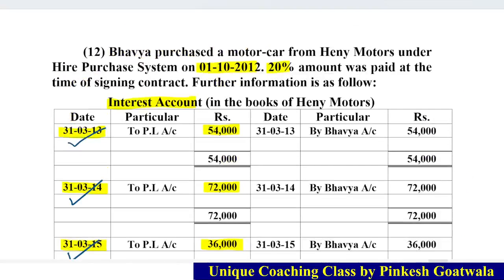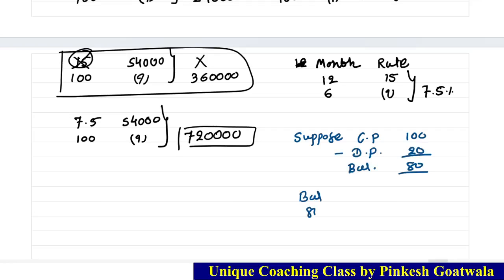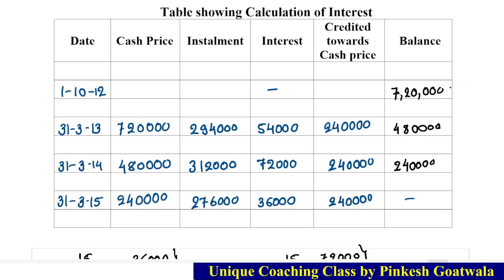Now the cash price and down payment remaining, it's also a simple point. Here, 20% of the amount was paid at the time of signing the contract. We know this calculation. Suppose cash price 100 minus down payment 20. So how much balance remaining? Balance is 80.